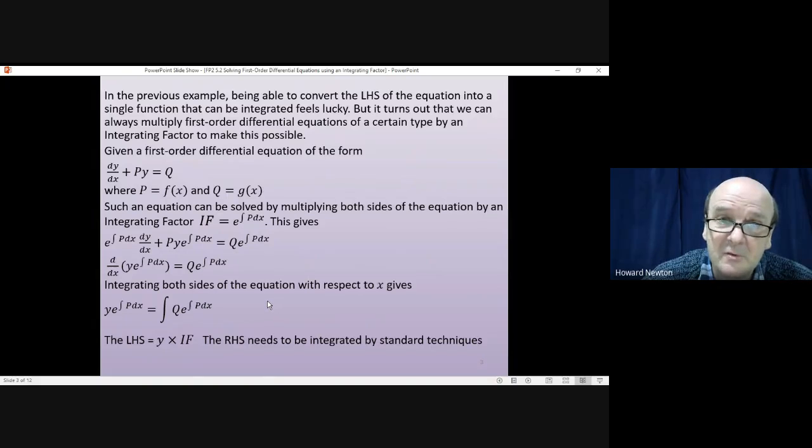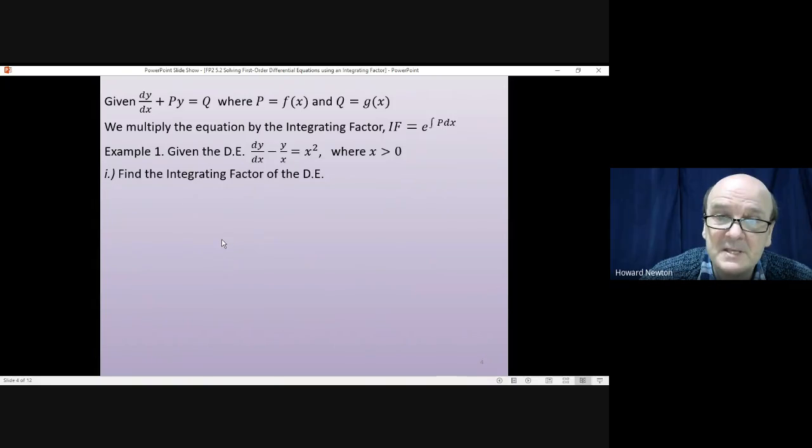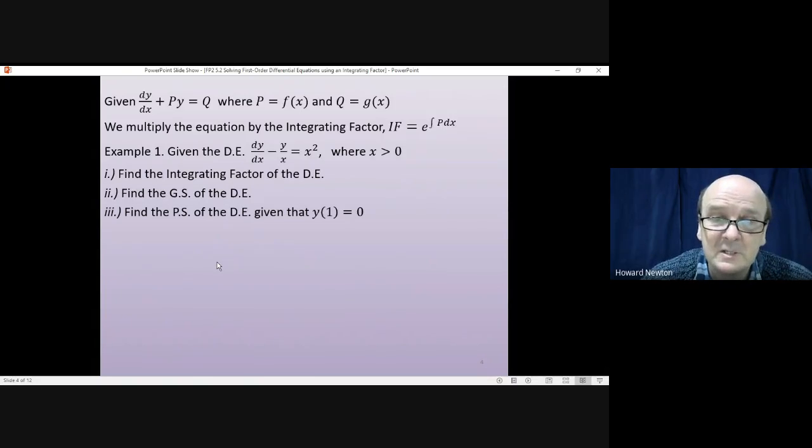So that's the theory. Let's have a look at an example. So I've summarized the key things you need to know there and how you find the integrating factor. And we're given the differential equation. DE is a frequent abbreviation for differential equation. dy by dx minus y over x is equal to x squared. And we're asked, first of all, to find the integrating factor for that equation, then to find the general solution, and then to find a particular solution if we're told that y of 1 is equal to 0.